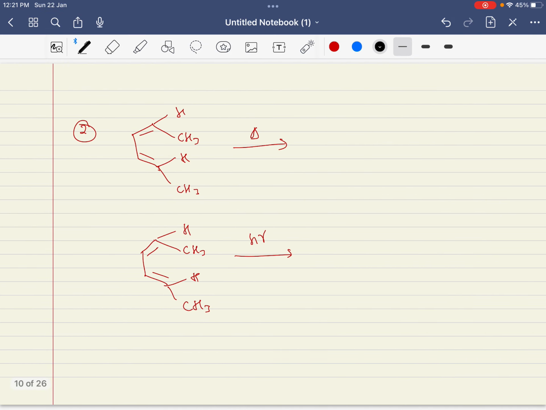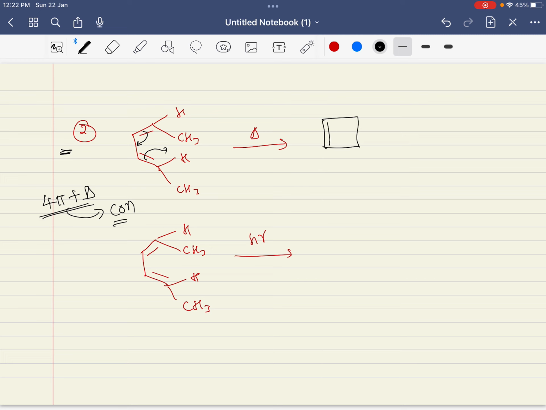We'll see the second type of example. Here again it is a 4 pi system and a thermal condition. You know that 4 pi system and thermal condition means you have to do the conrotation. First we'll write the basic product. This pi bond will be shifted here. This will be utilized for the formation of new sigma bond. The basic product will be like this.